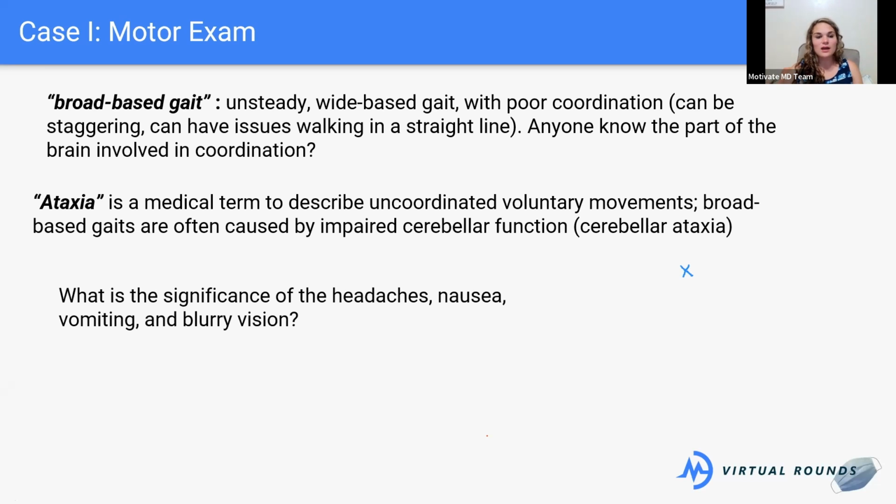Okay, so we've talked about the motor exam now. You guys did a great job with that. What is the significance of the headaches, the nausea, the vomiting, the blurry vision? Anybody have any insight into that? Also keep in mind that we already know that there's probably something going on in the brain, maybe even the cerebellum. So if we take that knowledge, as well as the fact that he's having these headaches, nausea, vomiting, blurry vision, what do we think that might be from? This is rare, but perhaps it could be an AVM type of issue.